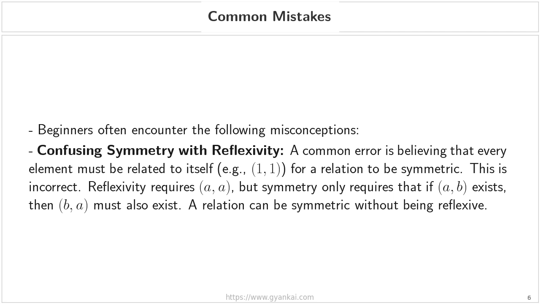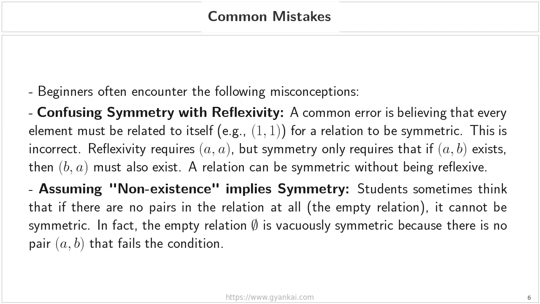However, this is incorrect. While reflexivity specifically requires that every element is related to itself, symmetry only requires that if a pair (A, B) exists, then its reverse, (B, A), must also exist. In other words, a relation can be perfectly symmetric even if it is not reflexive.